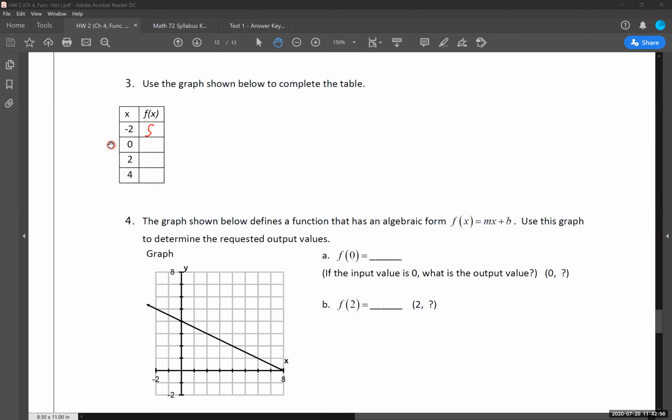If we're looking at our input value of 0, what is f of 0? So my x value is 0. Great, go on up. So I'm going to 1, 2, 3, 4. What is my output value, or what is my f of 0 value? It's going to be 4. I'll just fill that in on the table.